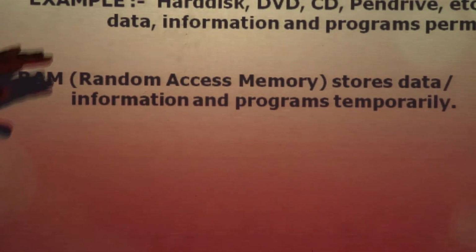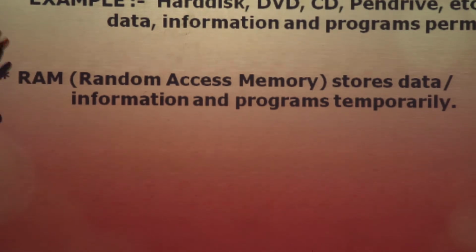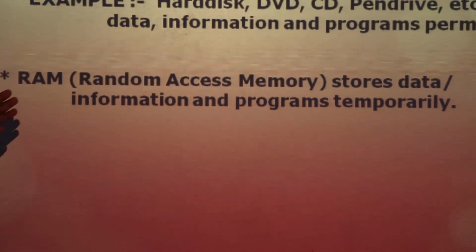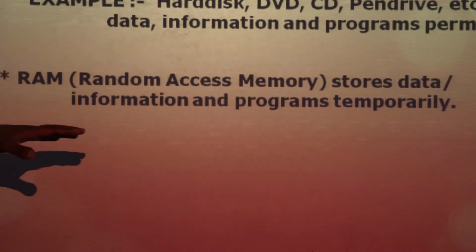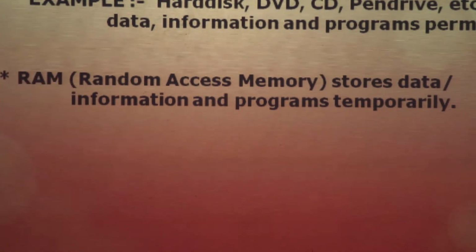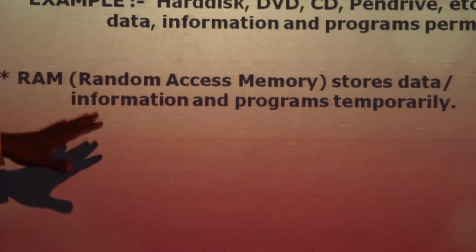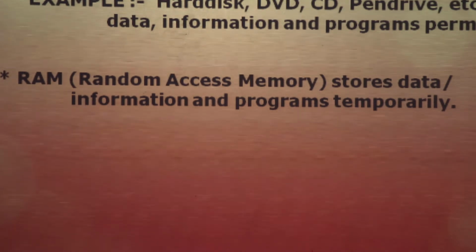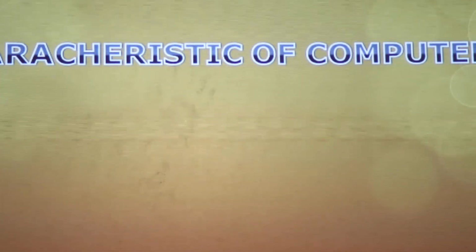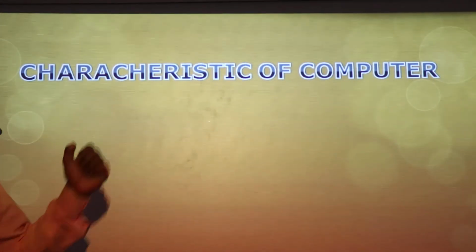So all of these we are seeing here are flashing. These graphical things are done by the RAM. So RAM is the temporary unit. When we shut down the computer, it deletes all the data. So it is a temporary device.